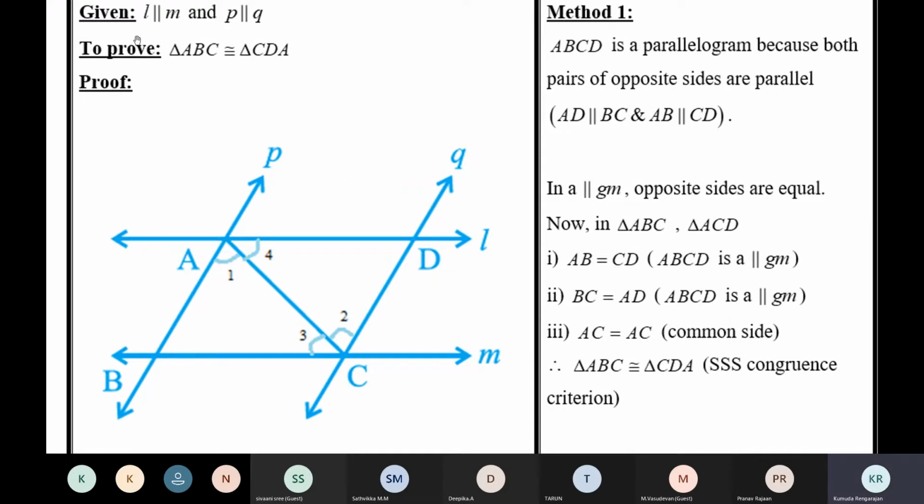So see here, children, what are we given? We are given line L is parallel to line M and P is parallel to Q. This is what we have to prove. You need to start your solution like this. Write out whatever is given. Given L parallel to M and P parallel to Q. What is to be proved? To prove triangle ABC is congruent to triangle CDA. And give the heading proof and write out the steps.